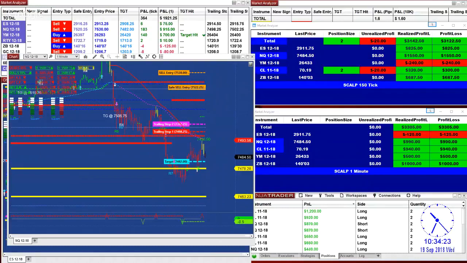Today you might make 100 ticks, and tomorrow you might make 20 ticks. And there's nothing in the market that gives the same numbers every day.